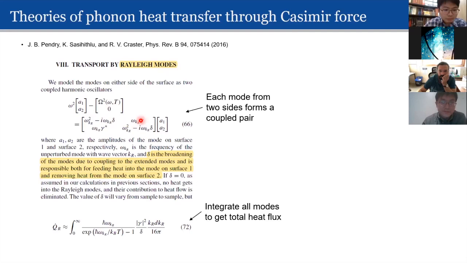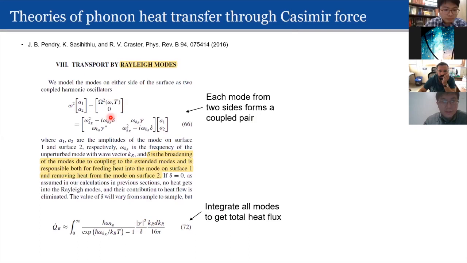So each phonon mode from the two sides forms a coupled pair. I also highlight delta here. Delta is the damping term, just like the damping of a harmonic oscillator. This delta damping is responsible for feeding heat into the mode on surface one and removing heat from the mode on surface two. And then he integrates over all modes, basically integrating over the k vector, including every mode, to get a total heat flux.